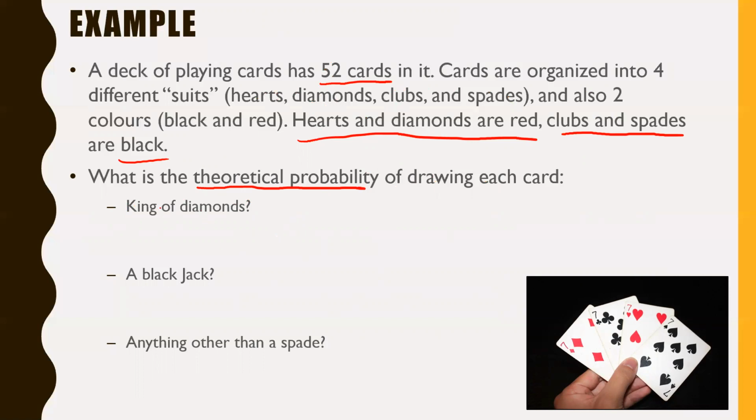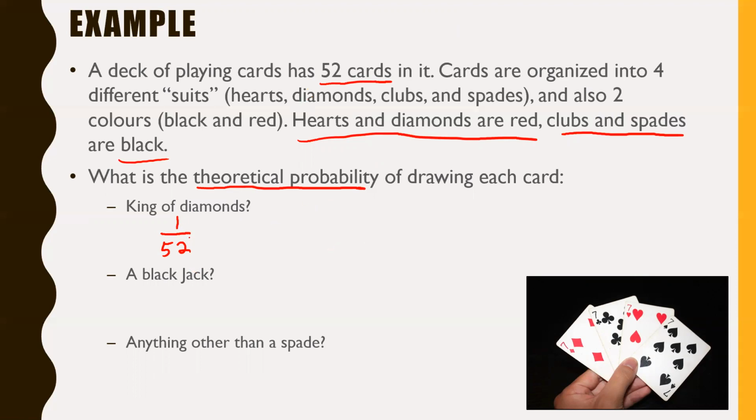So our theoretical probability would be written as 1 possibility out of the total number of possibilities when you draw a card. Well, there's 52 cards in the deck, so 1 out of 52. Remember that probability can be written as a fraction, or it can be written as a decimal, or it can be written as a percent.